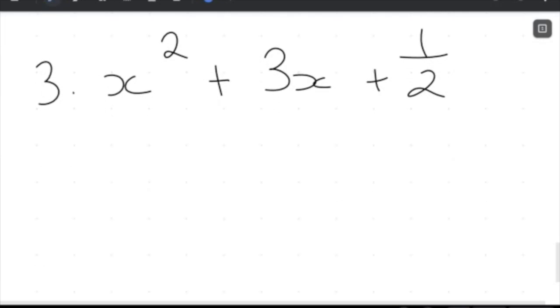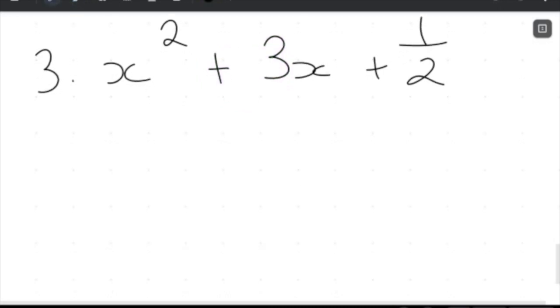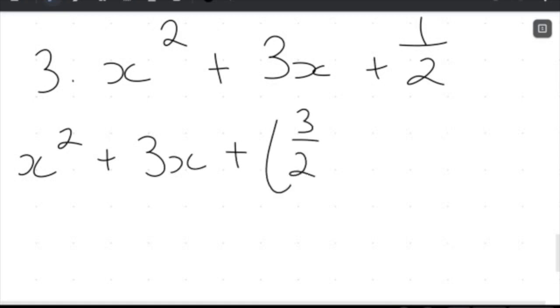And then by the end of this one, we should get the hang of this. Now, when we want to factorize by completing the square, we want to consider this term. We have positive 3. So I want to halve that and square that and add it. So I have x squared plus 3x plus 3 on 2 all squared. Apologies for the noises outside. Now, 3 over 2 squared, I can just write that as 9 over 4. And I have my plus half here.